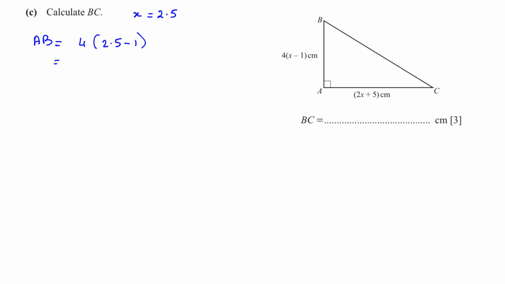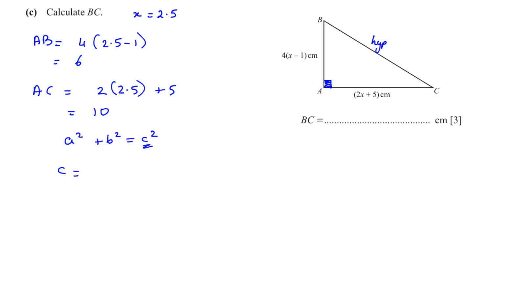And this will give us 6. Now we'll find AC. Again, we'll replace the x with 2.5. It will give us 10. As it is a right angle triangle, we will use the Pythagoras theorem. A square plus b square is equal to c square, where c is your hypotenuse. Hypotenuse is the side opposite your right angle. So BC is our hypotenuse.